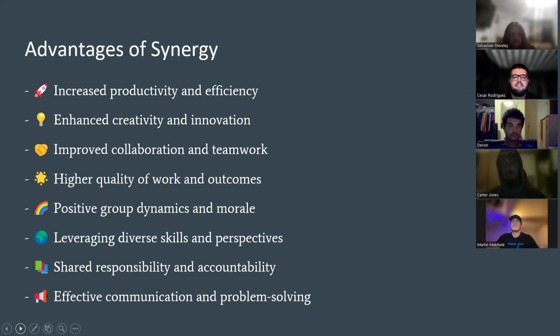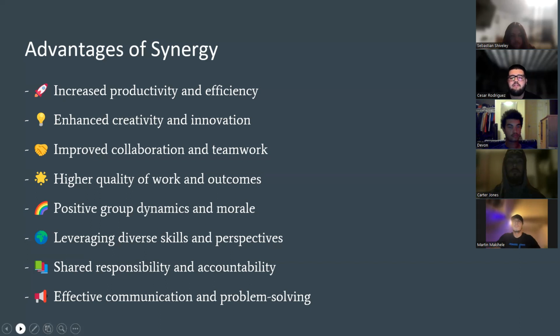Secondly, synergy fosters creativity and innovation by exchanging diverse ideas. It enhances group cohesion, morale, and creates a positive working environment. Synergy also cultivates shared responsibilities and accountability as members recognize individuals' contributions for collective success. Overall, synergy maximizes individual talents and fosters a collaborative mindset for stronger, successful groups.